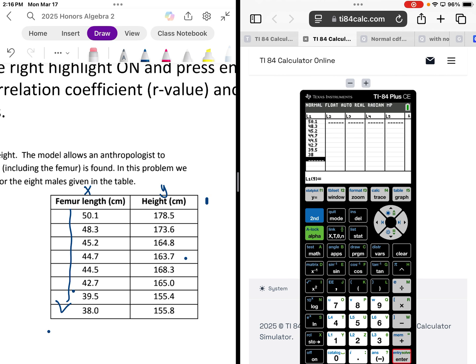All right, good. I'm on line 9. I got 8 numbers in there. I think I got all those in right now. I'm going to do the next line to the heights, 178.5.